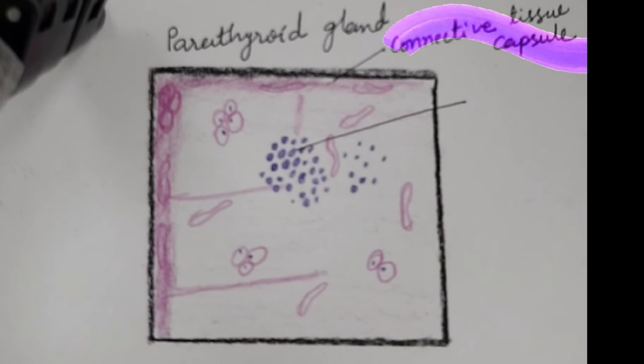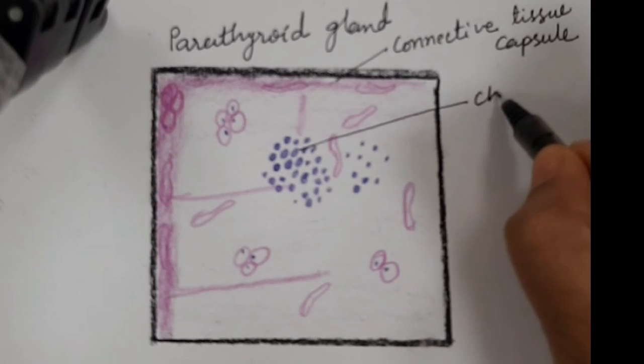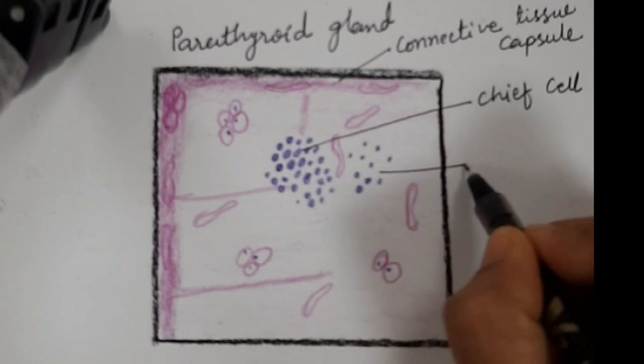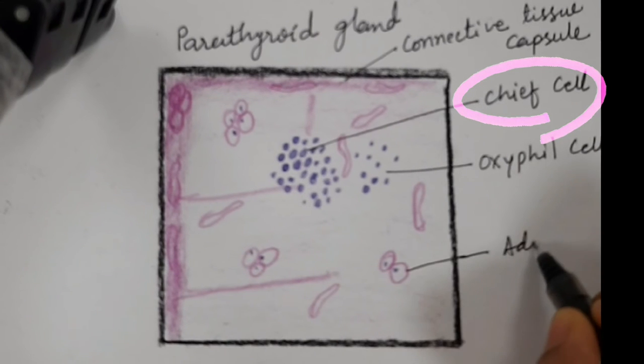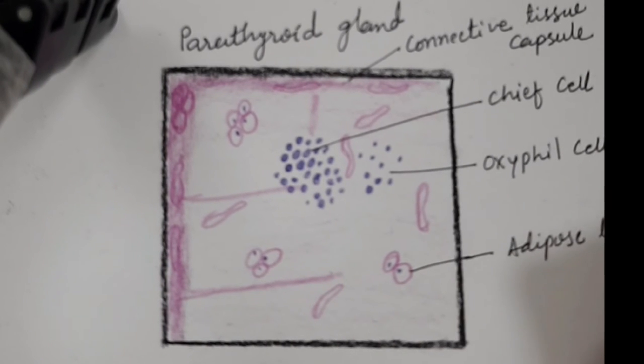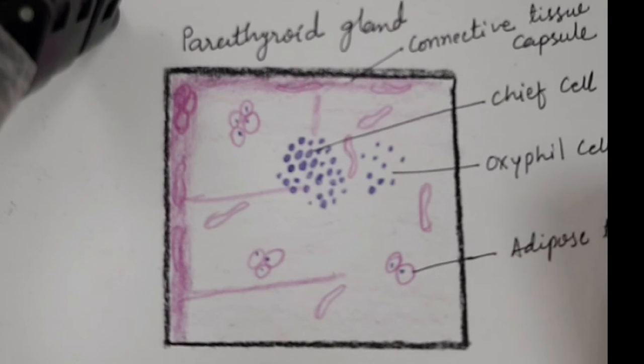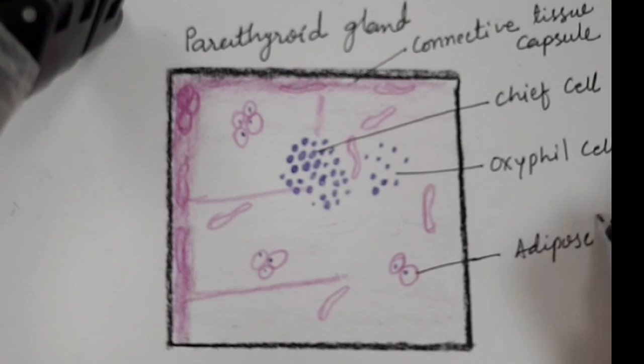Chief cells are small in size and large in number. Oxyphil cells are large in size. Adipose cells or fat cells. Blood vessels.